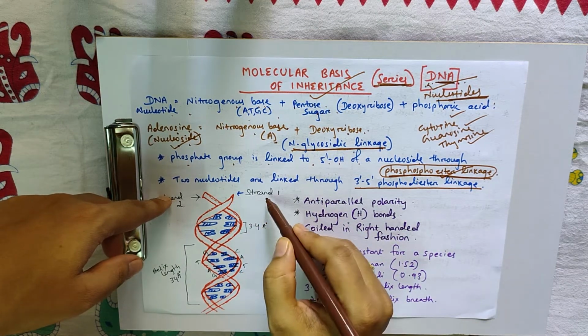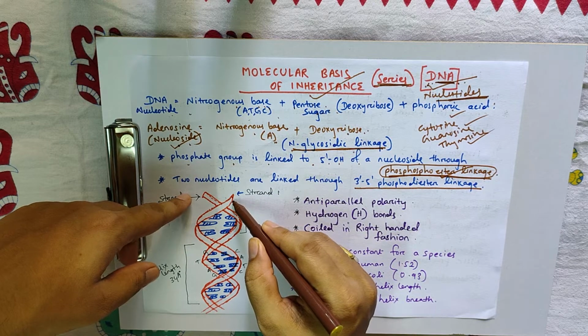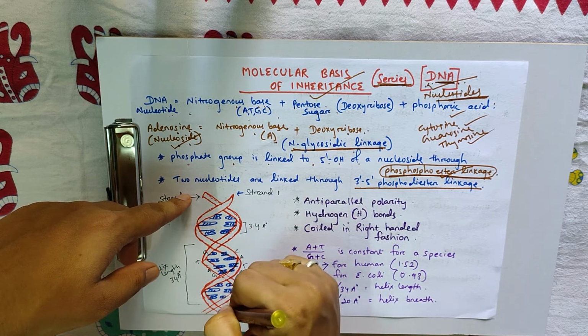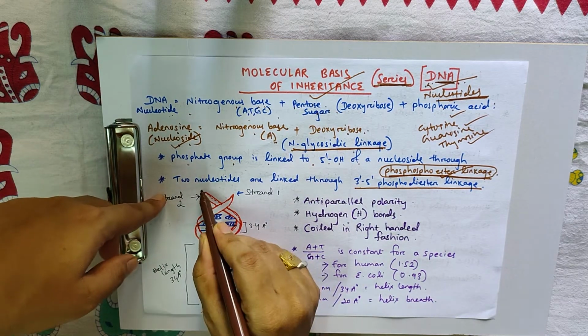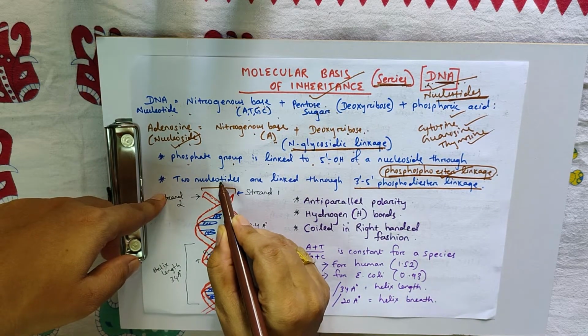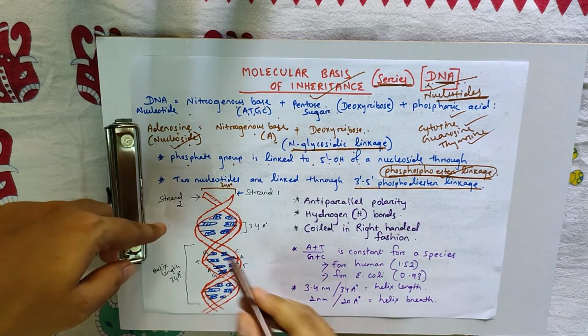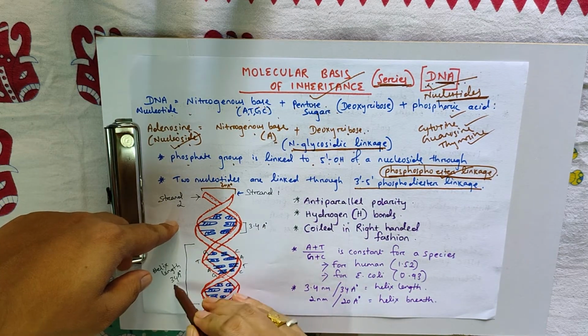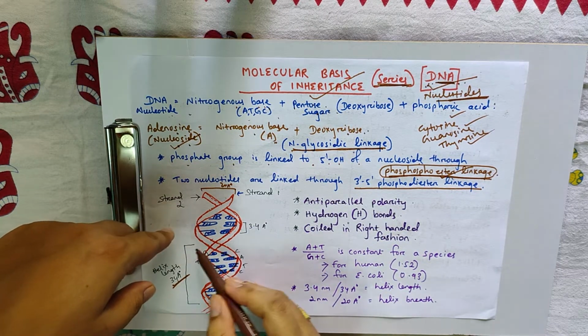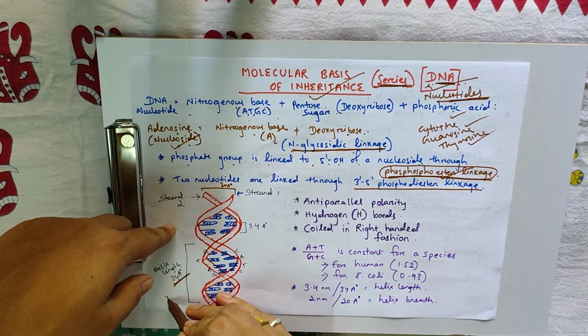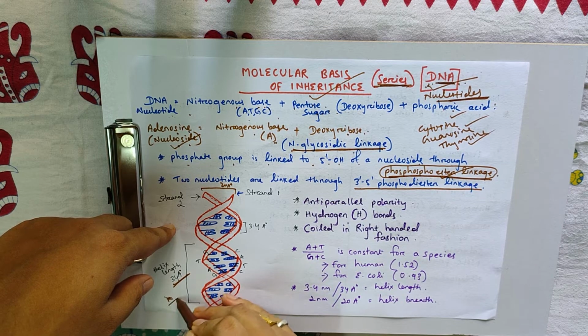It has two strands, 1 and 2. Each strand is a polynucleotide chain. Its diameter is about 20 angstrom, and each helix turn has a length of 34 angstrom. In each helix turn, around 10 nitrogenous bases are there.